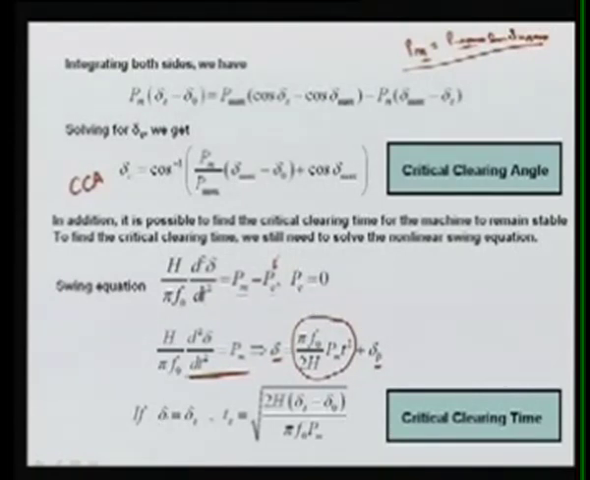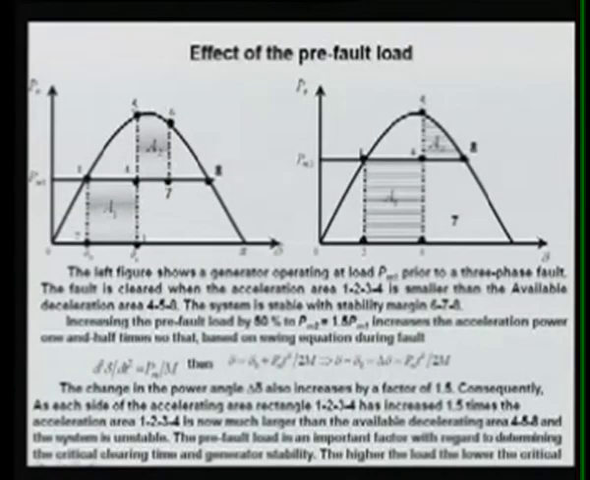So if delta is equal to now delta c, if you put this value, at that time your t will become Tc, means at delta equal to delta c, your time will become Tc. So the Tc will be nothing but square root of (delta c minus delta naught) multiplied by 2H, divided by pi f naught Pm, it will be your Tc, and this is called your CCT, that is the critical clearing time. So this time can also be determined.